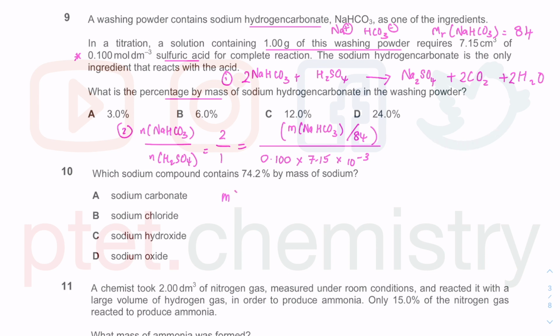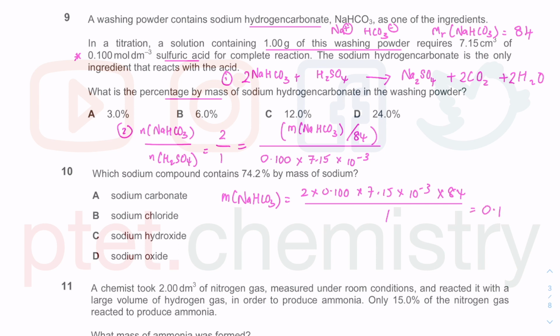So what can I say? The mass of NaHCO3 is equal to 2 times 0.100 times 7.15 times 10 to the minus 3 times 84. And all of this is actually divided by 1 because the 1 down there doesn't change. All of these move up equal to this, and I can move the 84 up there in one step. If you can't imagine that, write it down. But you gotta know that you can simplify your step at some point without making any mistake at all.